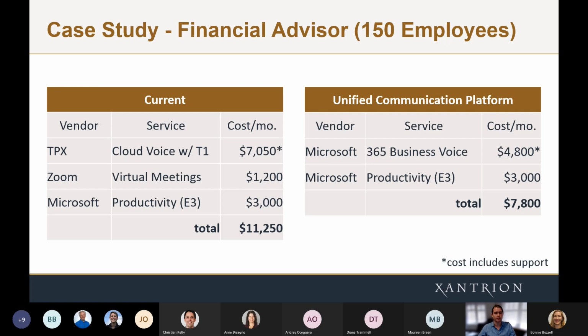They're spending around $11,000 a month today. Our proposal has them switching over to Microsoft 365 Business Voice to combine everything into one platform. So the cloud voice component is the $4,800 price tag that you'll see there. That is actually including both licensing and the support costs for Xantrion to support the phone system in addition to other IT services. As you can see, they also still have the same productivity license, which is a requirement in order to get Teams for Voice, 365 Voice, to layer into Microsoft Teams.